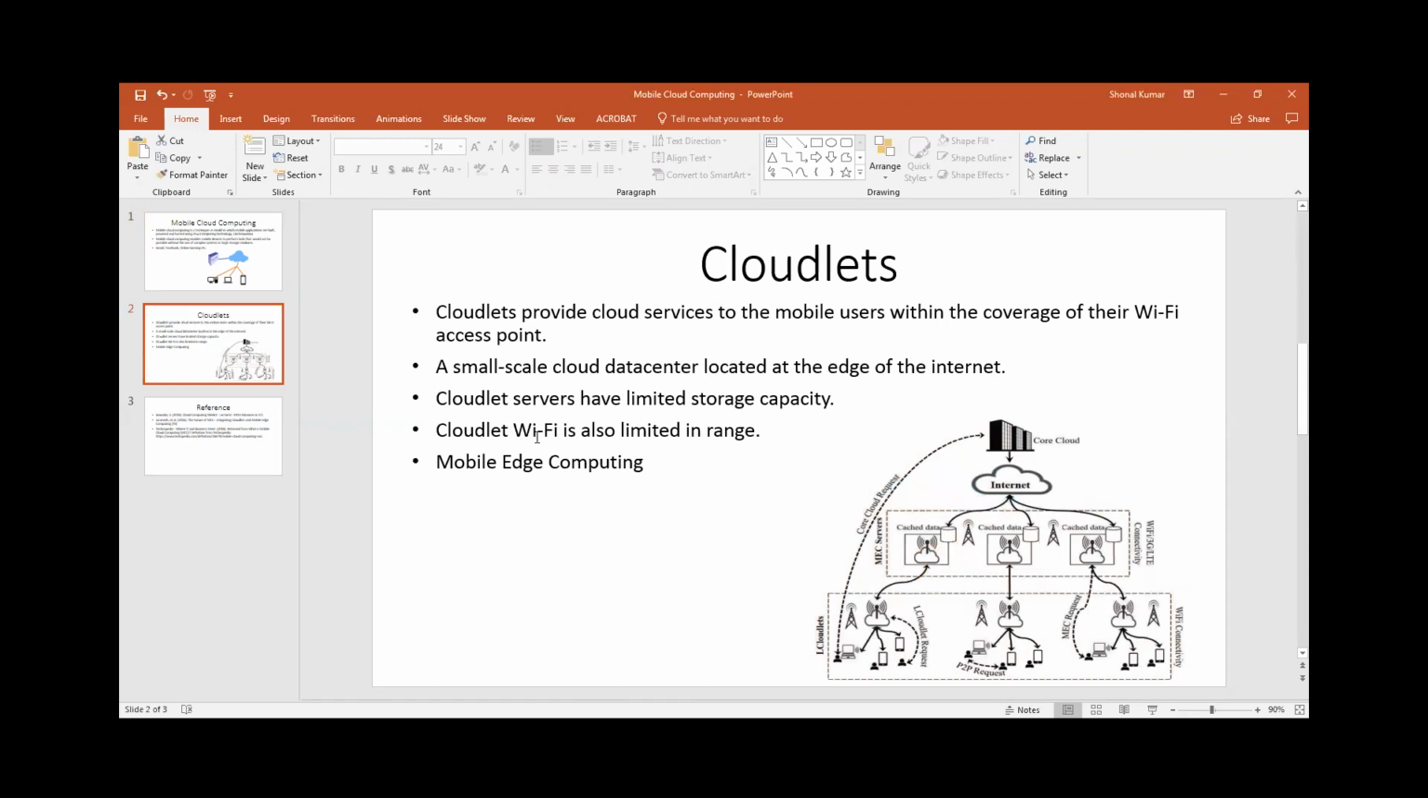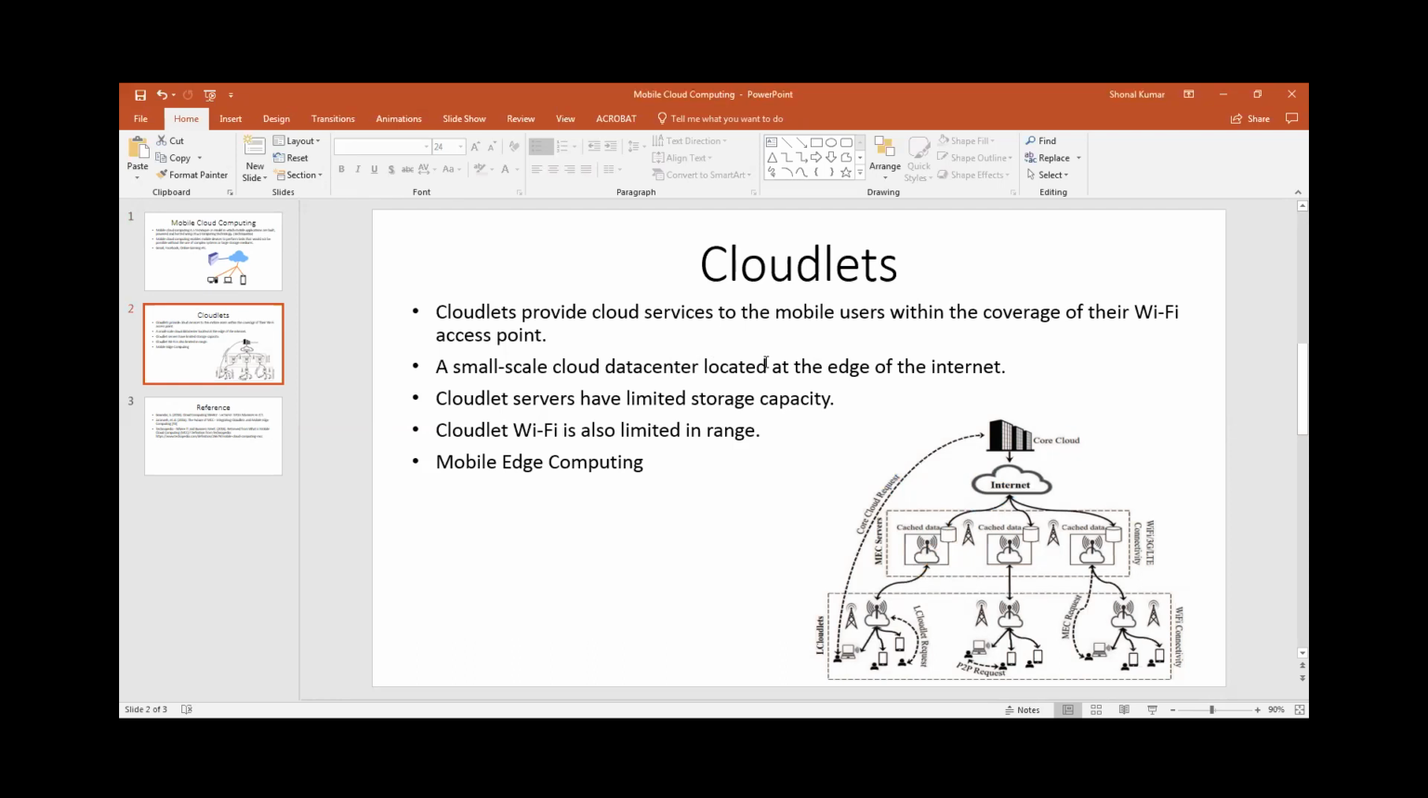My next slide is on cloudlets. This is basically a comprehension from the article titled The Future of Mobile Cloud Computing: Integrated Clouds and Mobile Edge Computing. This article talks about limitations of cloudlets and how mobile edge computing helps address this. Cloudlets provide cloud services to mobile users within the coverage of their Wi-Fi access point. It is a small-scale cloud data center located at the edge of the internet.